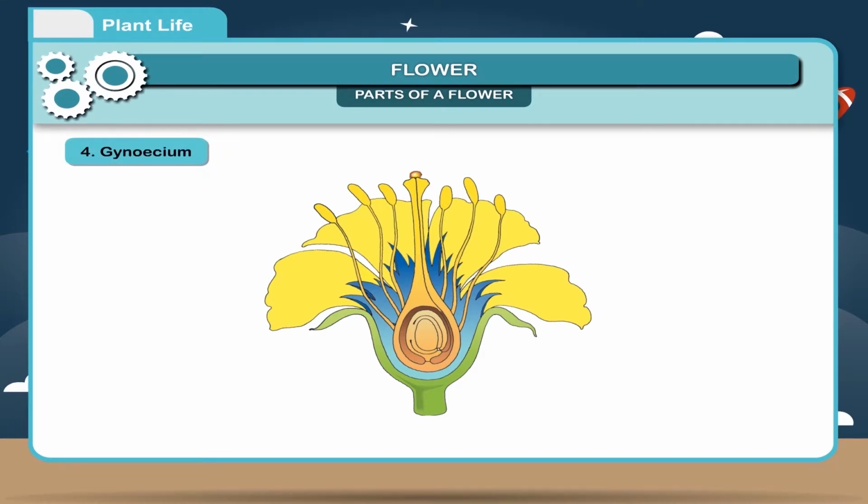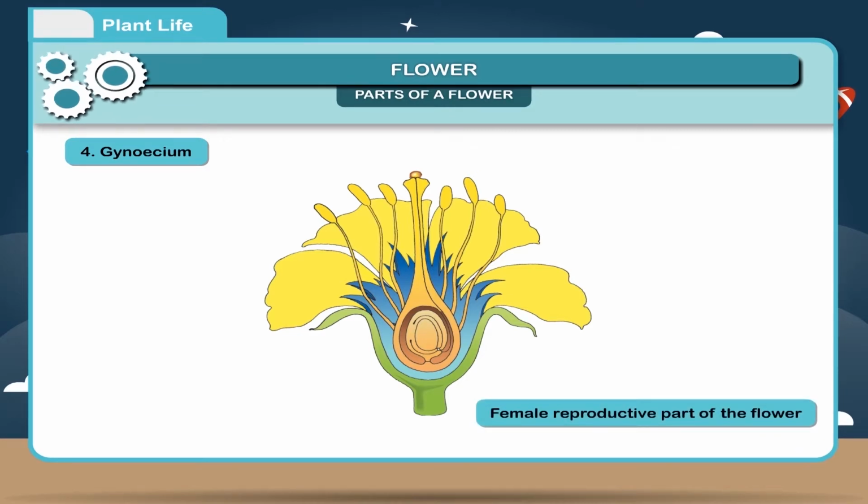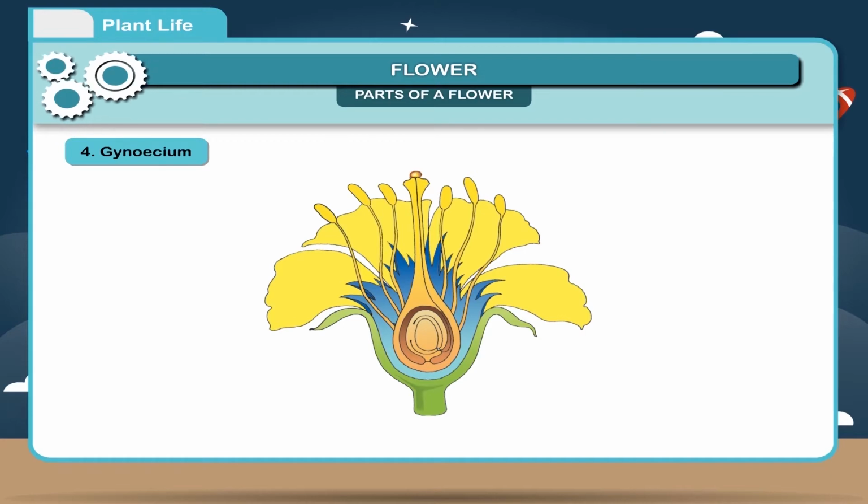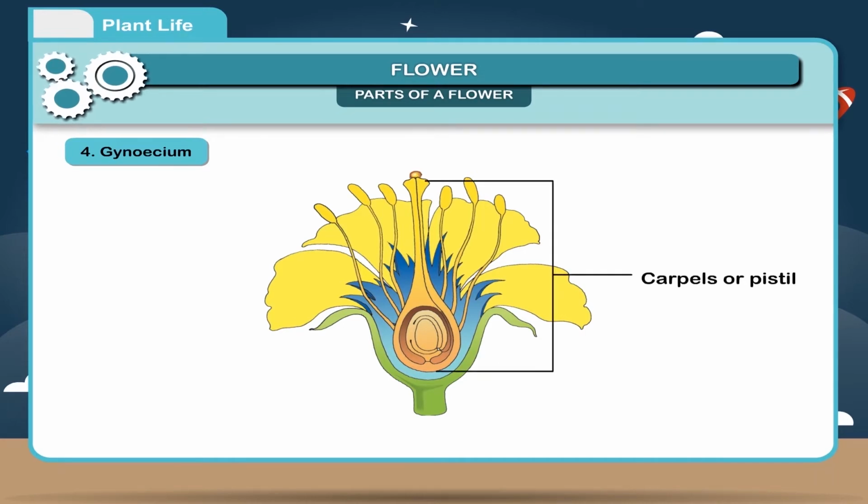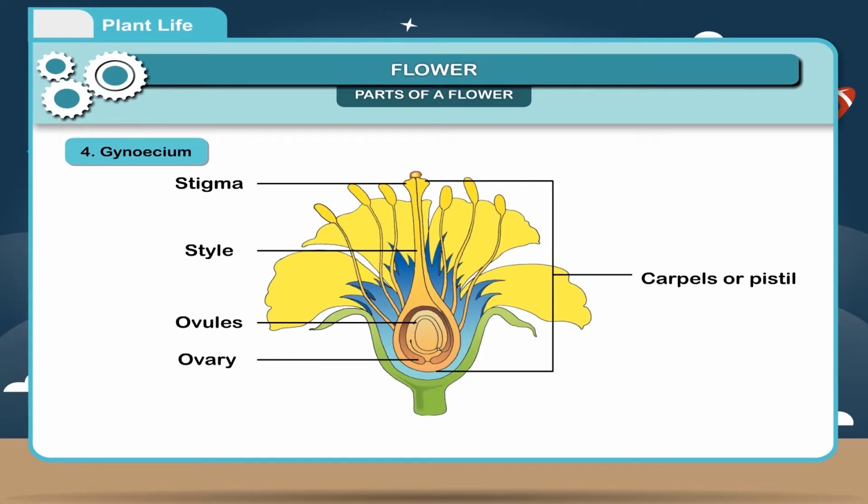4. Gynoecium. This is the innermost whorl of the flower. It is the female reproductive part of the flower and consists of one or several units called carpels or pistil. The basal swollen part is called ovary, which bears one or few round structures called ovules. The upper part of the ovary joins with a short tube-like structure called style. The uppermost part of the style is called stigma.